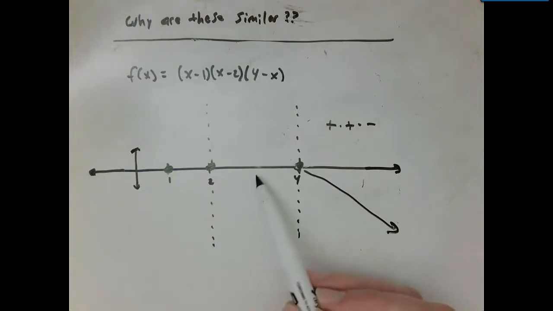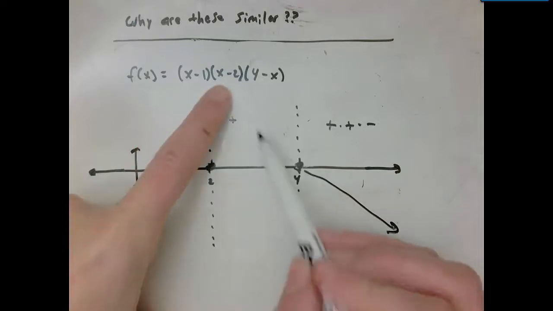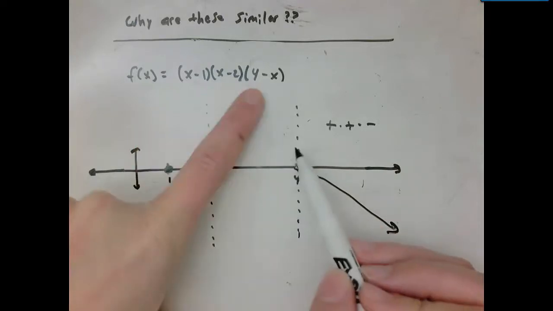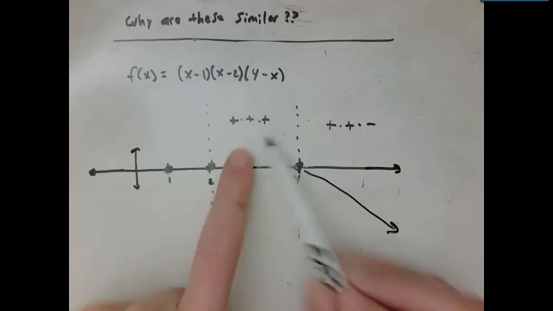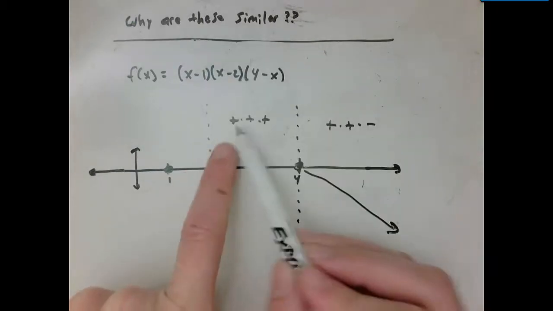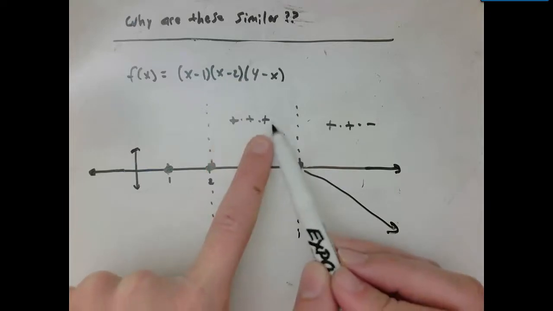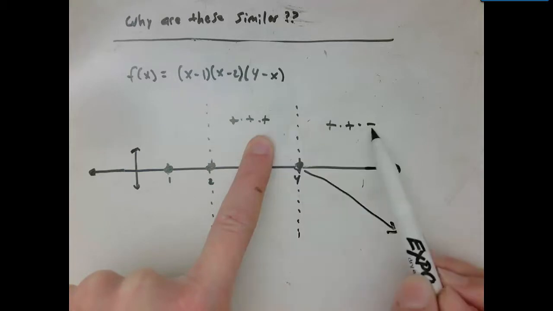Check it out. x equals 3. What do we get? We get 3 minus 1 is positive. 3 minus 2, positive. 4 minus 3, aha, now that's positive. So the only difference between this interval and this interval, these first two are the same. It's that this last term, the 4 minus x, has gone from being positive to being negative.